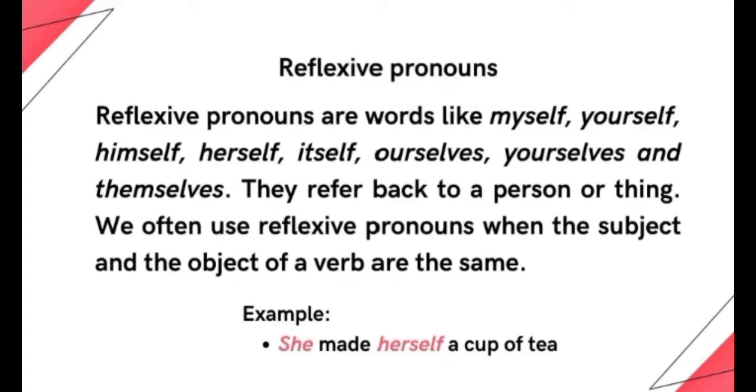Reflexive pronouns are words like myself, yourself, himself, herself, itself, ourselves, yourselves, and themselves. Reflexive pronouns are words ending in self or selves that are used when the subject and the object of a sentence are the same. For example, she made herself a cup of tea. The reflexive pronoun herself refers back to she.